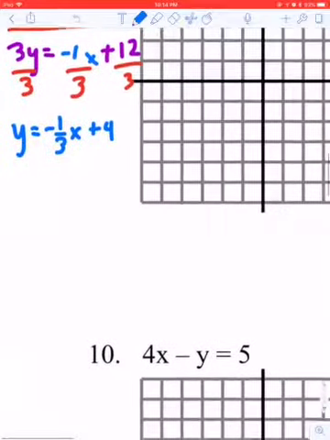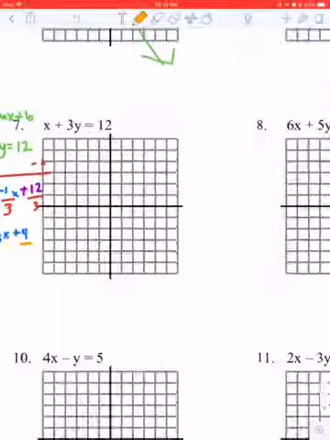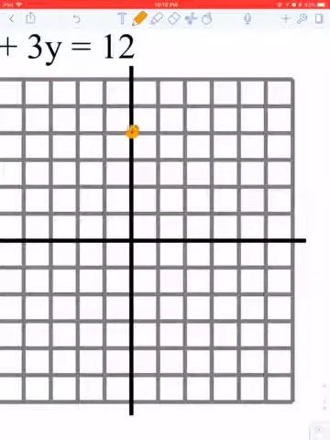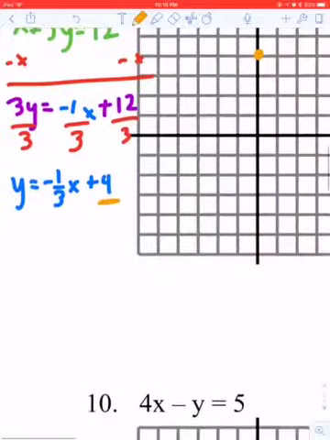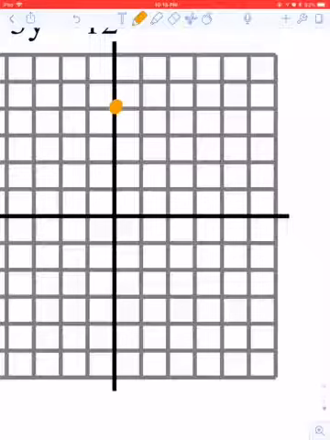Then we can graph. So start off with your positive 4. I'm going to count up 4 from the center. And then my slope says I need to go down 1 and I need to go right 3 times. So I'm going to go down 1 and right 3. And draw my line.